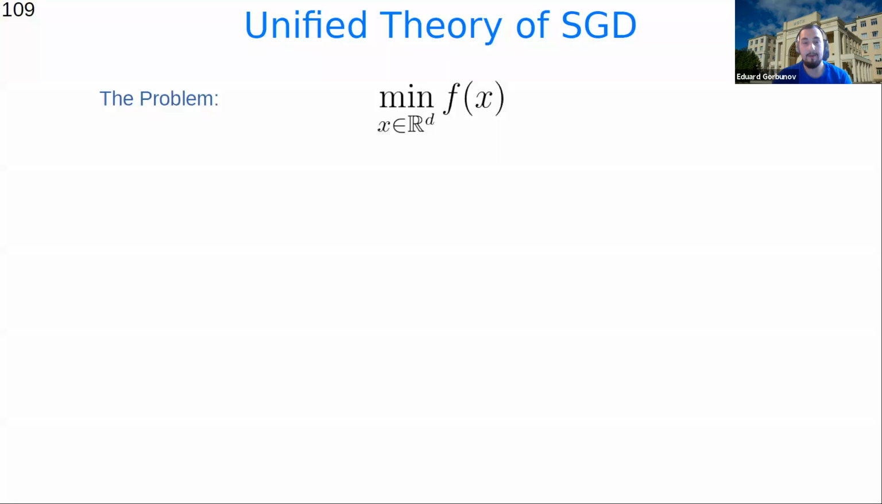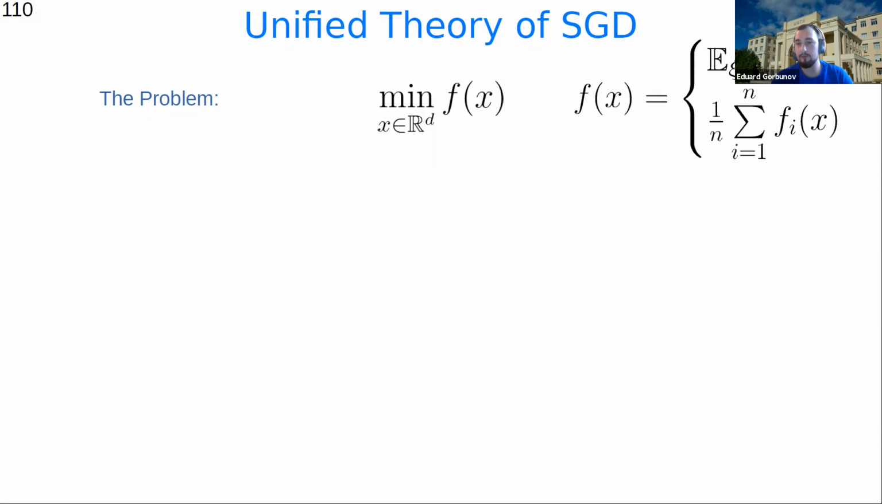So in that paper, for simplicity, I just show a problem without composite term or without regularization. So in that paper, we consider minimization of f of x, where f can be either an expectation or a finite sum. And we developed a unifying view on SGD type methods. So we consider the method of this form, x_{k+1} = x_k - gamma g_k.